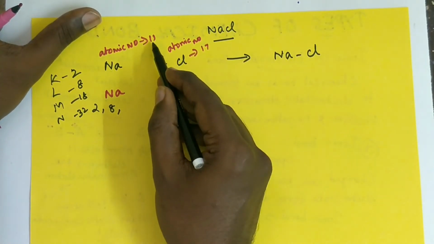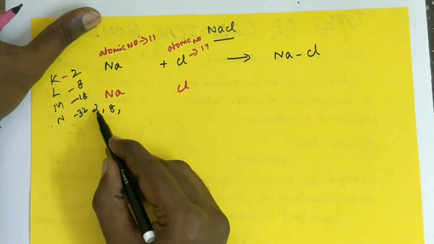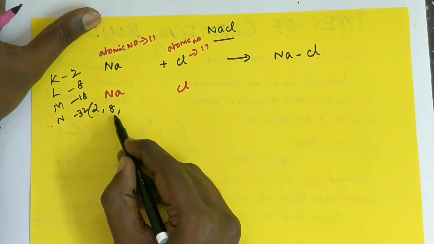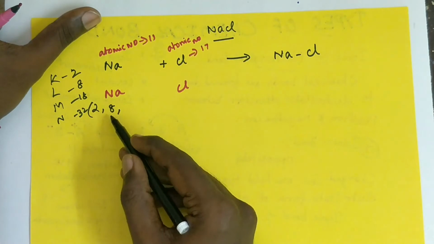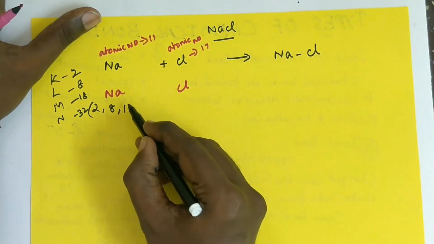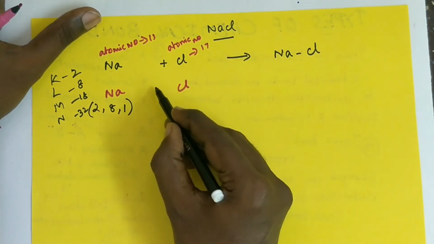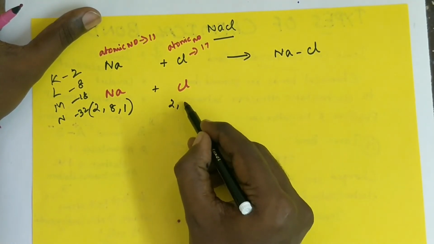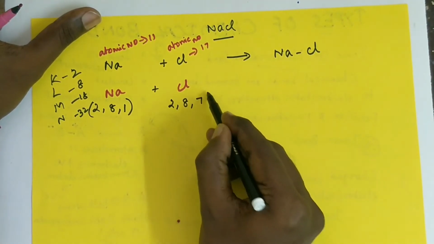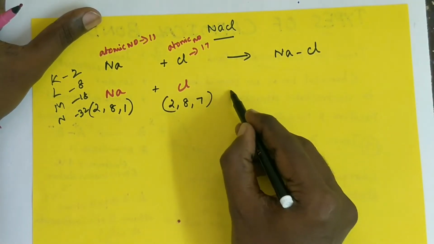So we have only atomic number 11. We already filled 2 electrons in K shell and 8 electrons in L shell. So out of 11, 10 are filled. The balance is 1 electron, and that is filled in M shell. Same way for chlorine, the atomic number is 17, so 2, 8, balance 7 electrons in M shell.